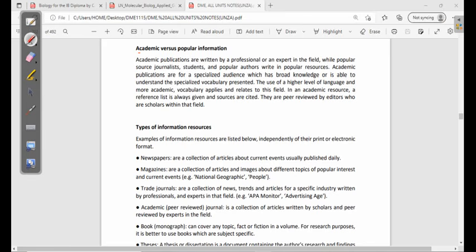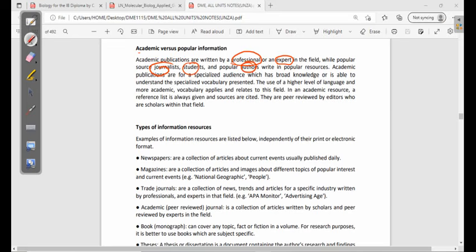Okay. So now the use of a higher level of language and more academic vocabulary applies and relates to this field. So which field are we talking about? Let's read on top. Academic publications are written by professionals or experts in a field, while in popular sources, journalists, students, and popular authors write. So it can be a journalist, a student, just an author. They might not be experts in that field. So those are going to write such information.